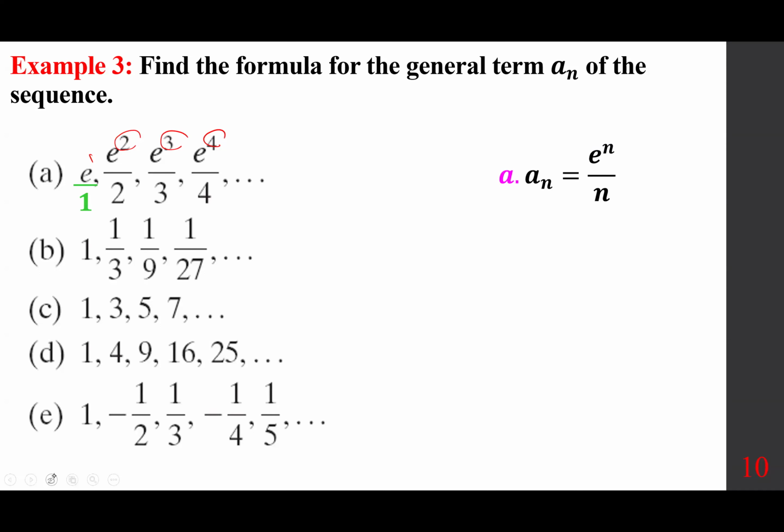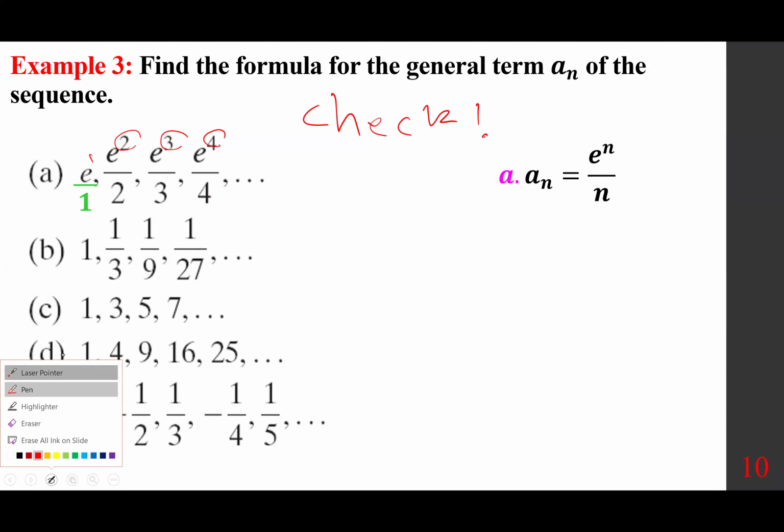And again, definitely check. How do you check? Very simple. If n is 1, do you get e? If n is 2, do you get e squared over 2? If n is 3, do you get e cubed over 3? This is how you check it, and you must check, everybody.